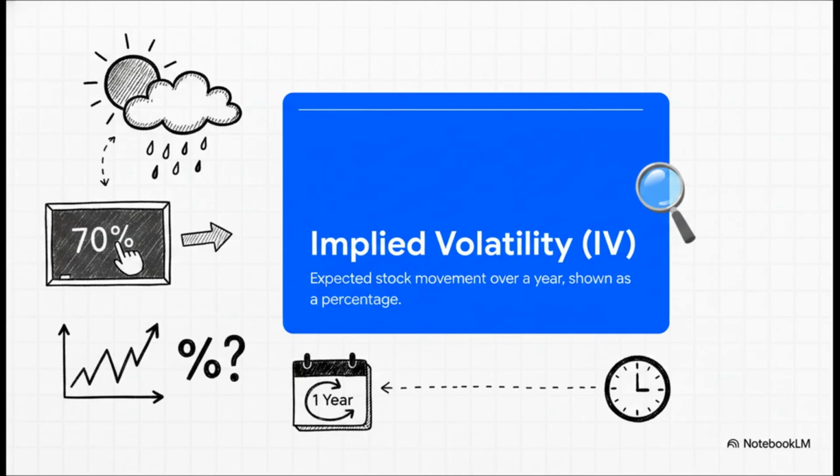Implied volatility is basically the market's expectation of how much a stock might move in the future, and it's expressed as an annualized percentage. Think of it kind of like a weather forecast. If the meteorologist says there's a 70% chance of rain, well, that's not a guarantee you're going to get wet. It just tells you the odds based on current atmospheric pressure. IV is the exact same thing. It's a probability range, not a locked-in certainty. And remember, it is always forward-looking, and it's always quoted as a percentage over the course of one full year.